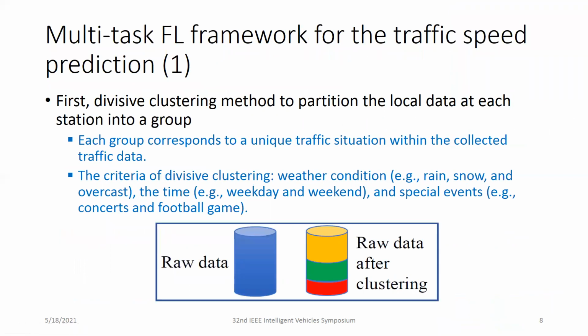To solve the first problem in terms of traffic speed prediction, we propose a multitask federated learning framework. In this specific framework, there are two steps. First, we have a divisive clustering method where we partition the data into different types. Here we have the raw data. After the clustering method, we have different clusters, where each cluster represents a unique traffic pattern within the traffic data. The criteria that we use in the clustering can include weather condition, time, and special events.